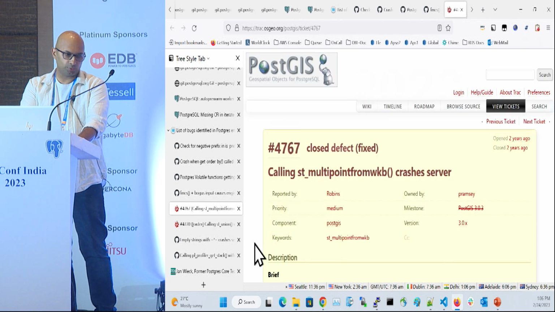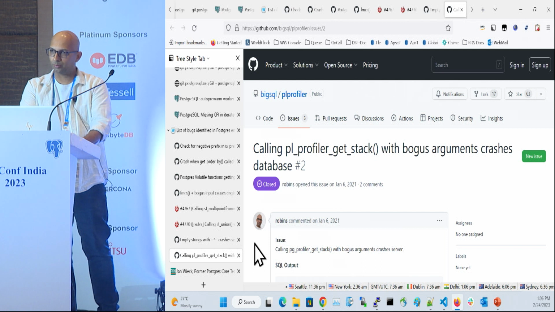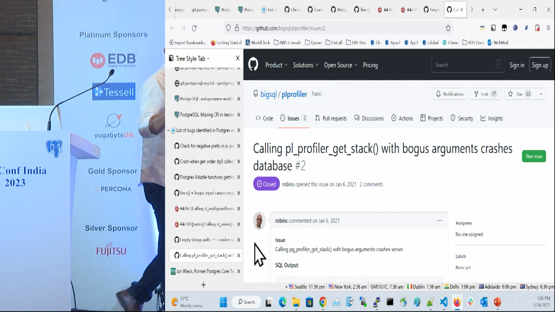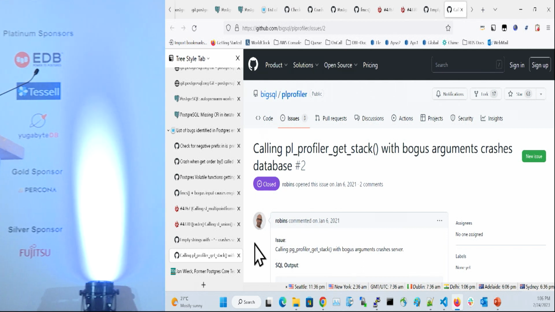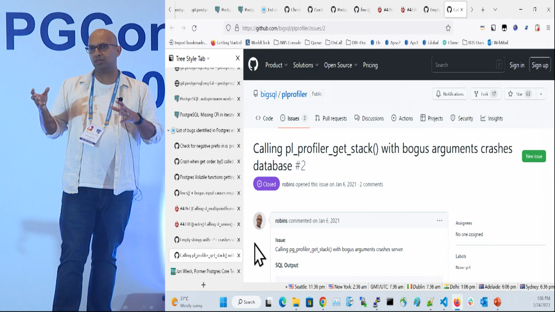RDKit is an extension, PostGIS, I'm pretty sure you guys have heard of already. pg_similarity is an extension, PL Profiler. All of these are examples of trying to say that this exact same issue can happen with your application logic as well. There's no reason why that can't be true.